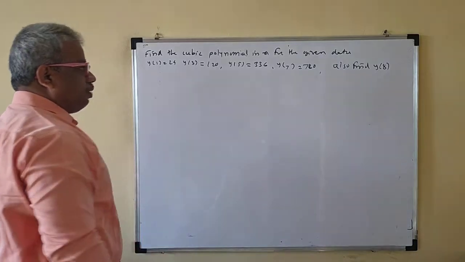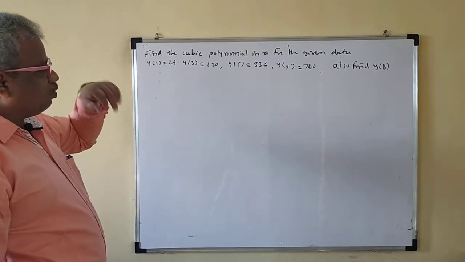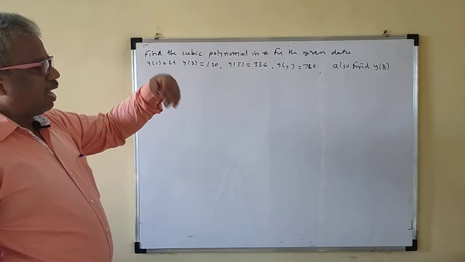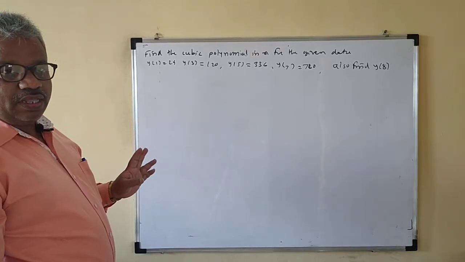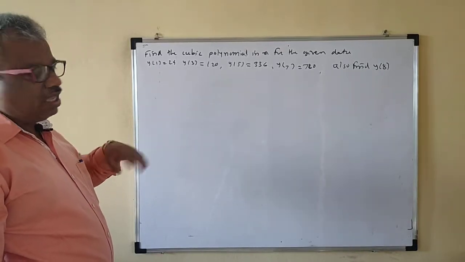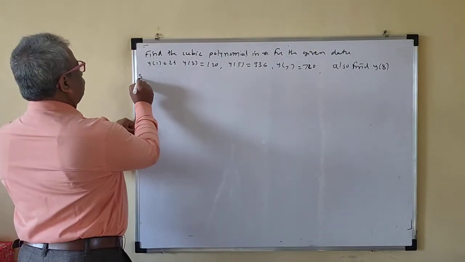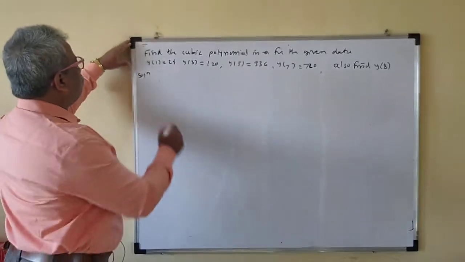So directly you can find y of 8. Okay. So before that, see, this is an extrapolation. So y of 8 is outside the interval. Your main interval is 1 to 7, and 8 is outside that interval. So before that we will find a polynomial, that means we will find a function, and then we will find the f of 8 or y of 8. Okay. Solution.